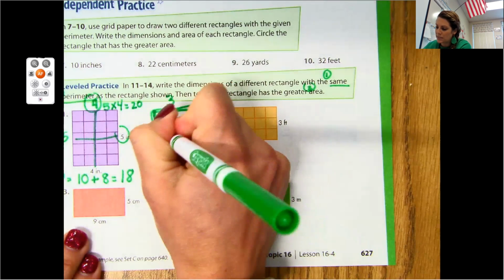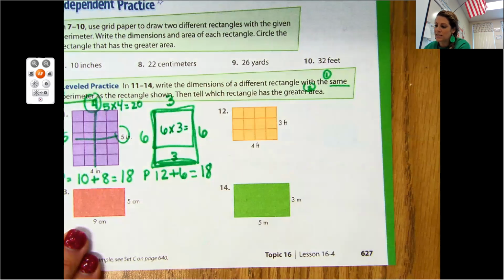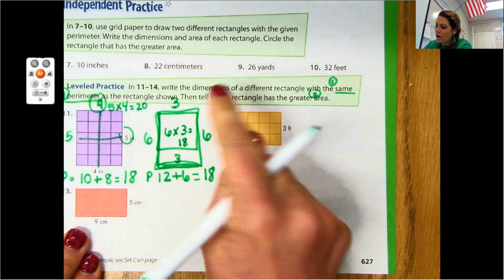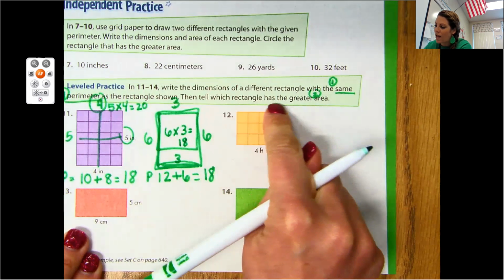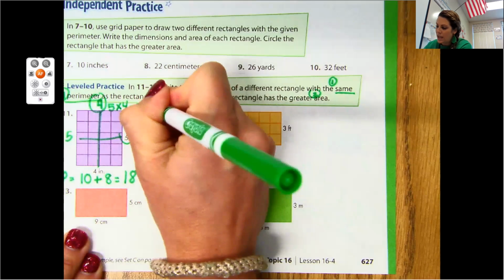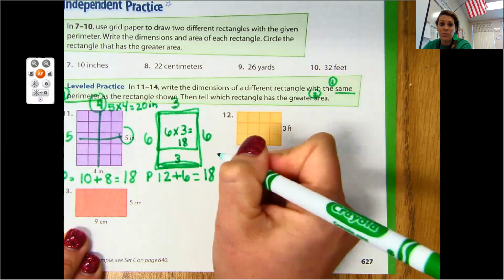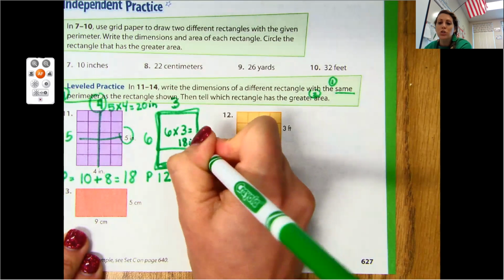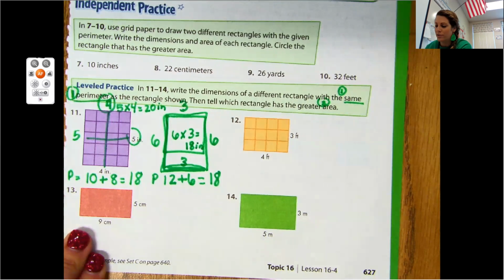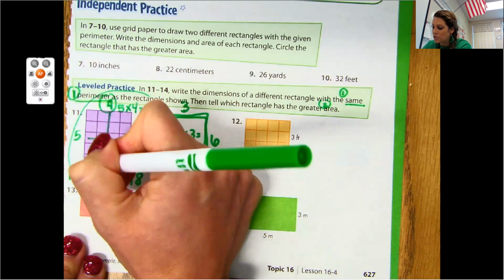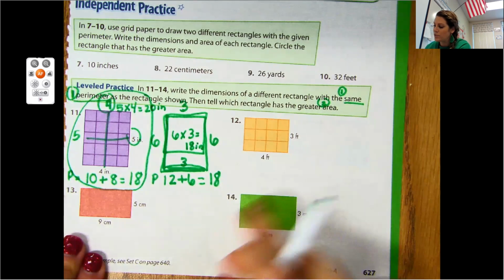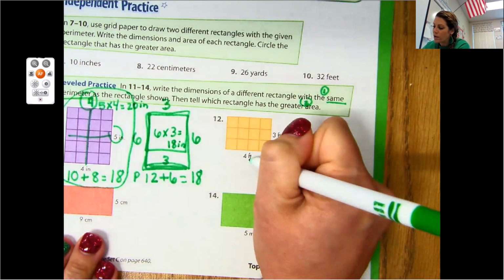We're going to multiply 6 times 3. And what does 6 times 3 equal? 18, right? So they want us to tell which rectangle has the greatest area. Well, the purple one has 20 inches, and the green one has what? 18 inches. So if we were to pick, which one would we pick? Is 20 or 18 inches greater? 20. So let's go ahead and just circle the answer. Okay? All right, let's go ahead and do the next one. So we have 4 and 3.